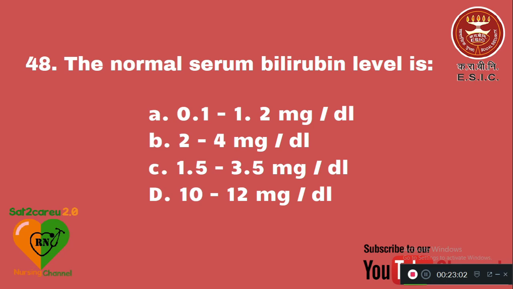Question number 48. The normal serum bilirubin level is A, 0.1 to 1.2 milligram per deciliter. Option B, 2 to 4 milligram per deciliter. C is 1.5 to 3.5 milligram per deciliter and D is 10 to 12 milligram per deciliter. The normal serum bilirubin level is 0.1 to 1.2 milligram per deciliter.